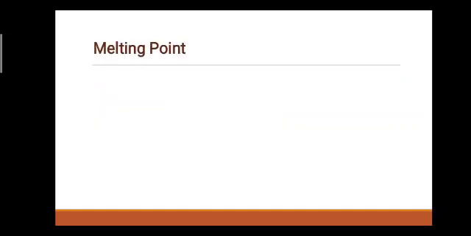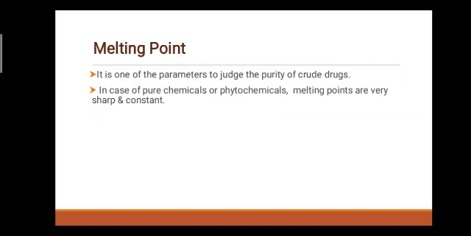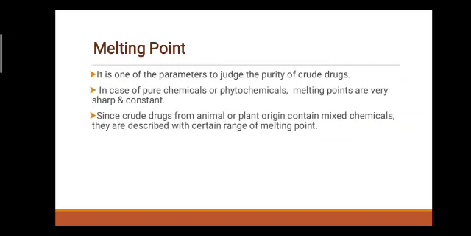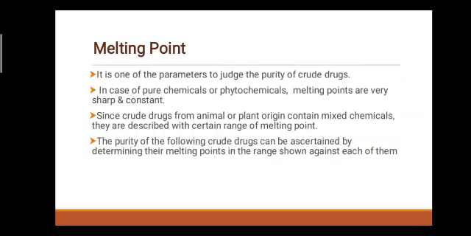Third one, melting point. It is one of the parameters to judge the purity of crude drugs. In case of pure chemicals or phytochemicals, melting points are very sharp and constant. Since crude drugs from animal or plant origin contain mixed chemicals, they are described with a certain range of melting point. The purity of the following crude drugs can be ascertained by determining their melting points in the range shown against each of them.